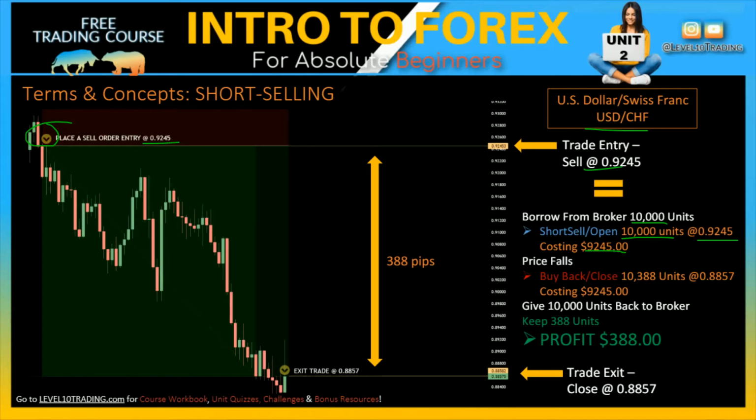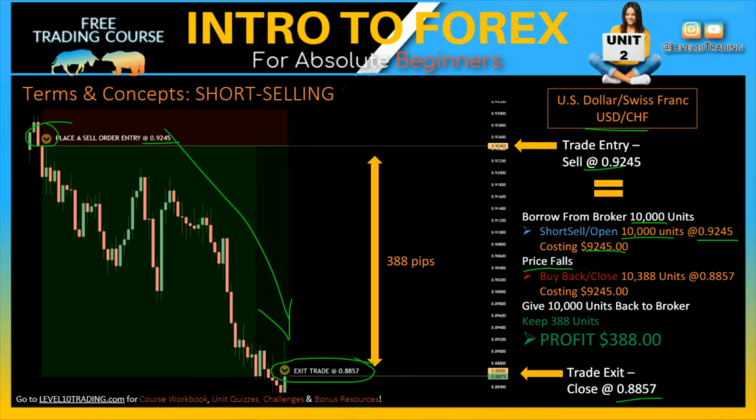And you hold on to your pips while the trade goes in your favor. In this case, price is falling, and as it falls, it comes all the way down here to this price of 0.8857. And at that time, you get an exit signal from your trading plan or strategy so that you decide then to close out your trade.